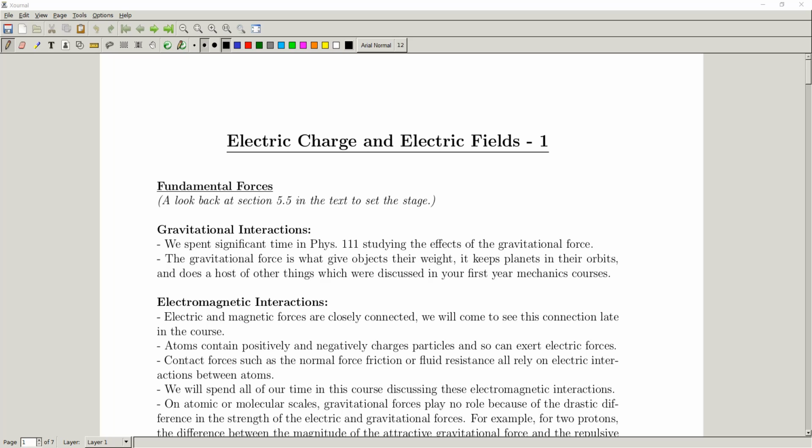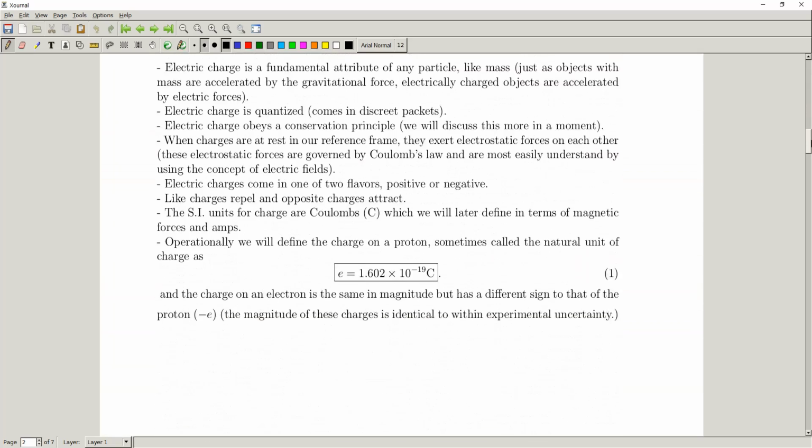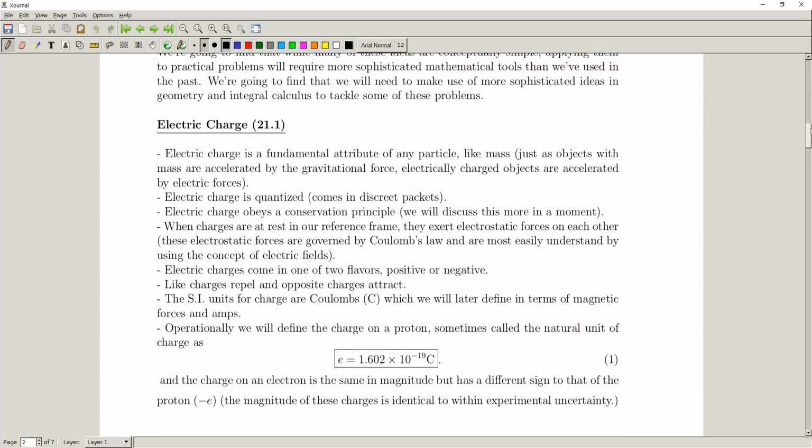Okay, so back to what I was saying. Sorry about that. So we were here, right? And we were talking about electric charge being quantized. So it comes in discrete packets, and we'll talk about what those discrete packets are in a moment here.